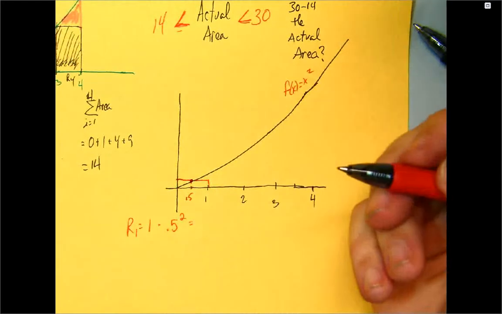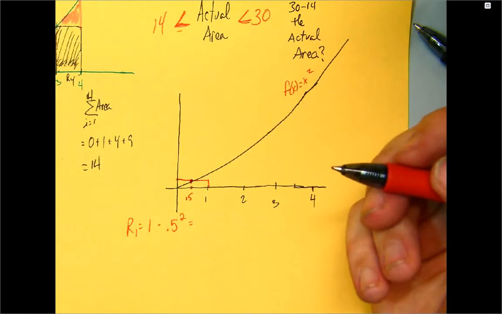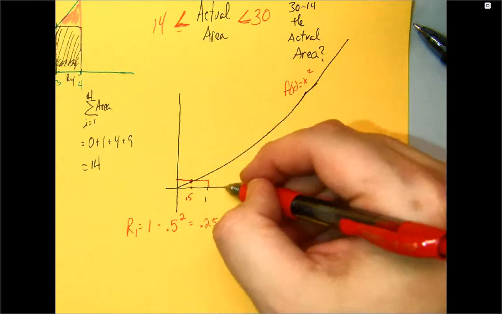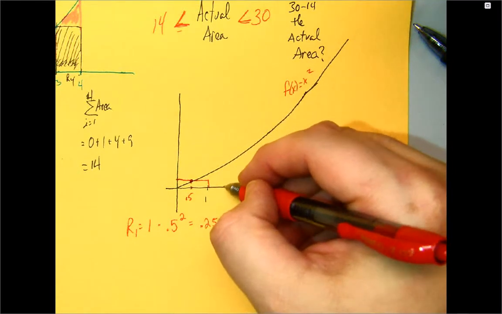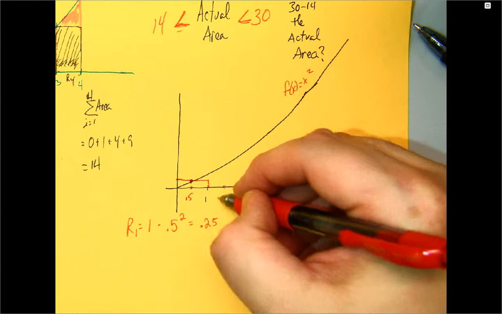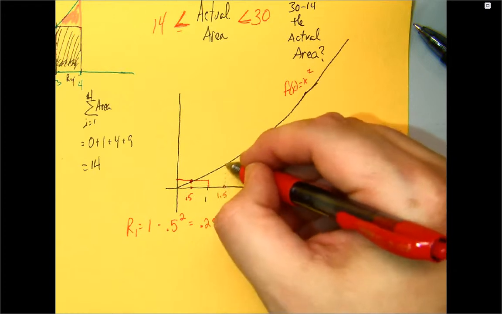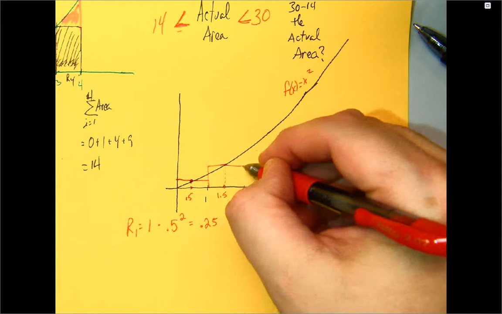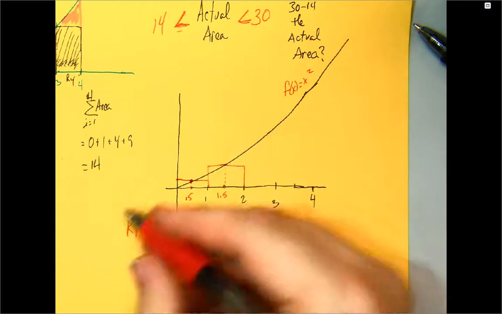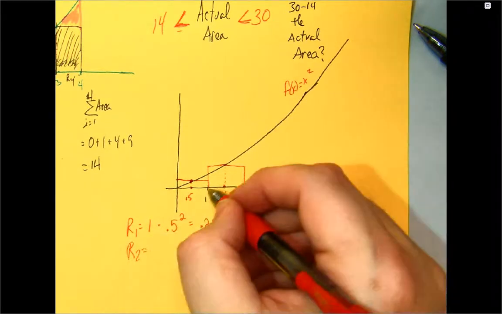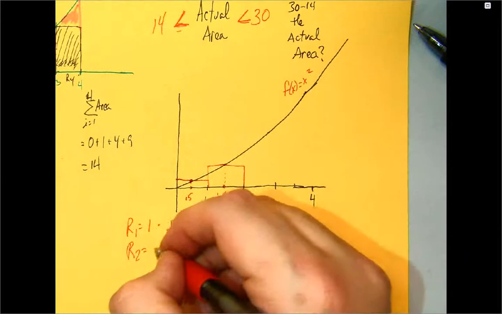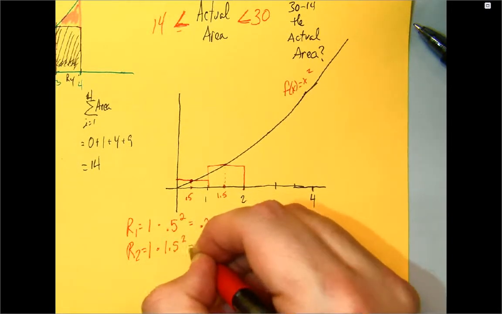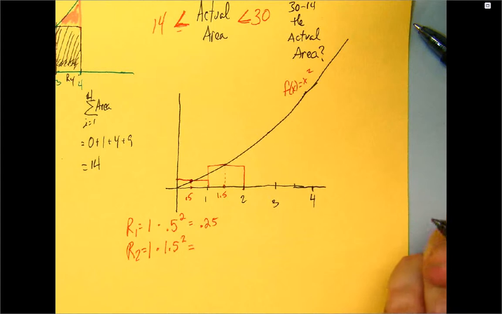Now, what's the midpoint here? 1.5. So I'm going to go up and I'm going to use this rectangle. So rectangle 2, what's the width of the rectangle? And this would be 1.5 quantity squared. 2.25.